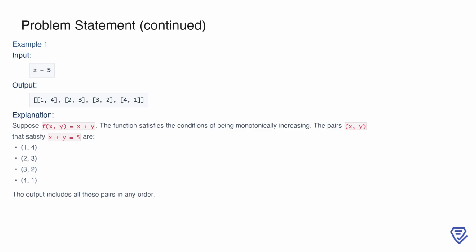To understand this better, let's look at an example where the target value z is 5, and suppose the function f(x, y) is defined as x plus y. Since the function satisfies the monotonicity conditions, we can determine all pairs (x, y) such that x plus y equals 5. The possible pairs are (1, 4), (2, 3), (3, 2), and (4, 1). These pairs, when added together, all result in the value 5. The output for this example is a list of these pairs, which can appear in any order. This demonstrates how the function's monotonicity helps narrow down the possible solutions and ensures that the pairs are positive integers.